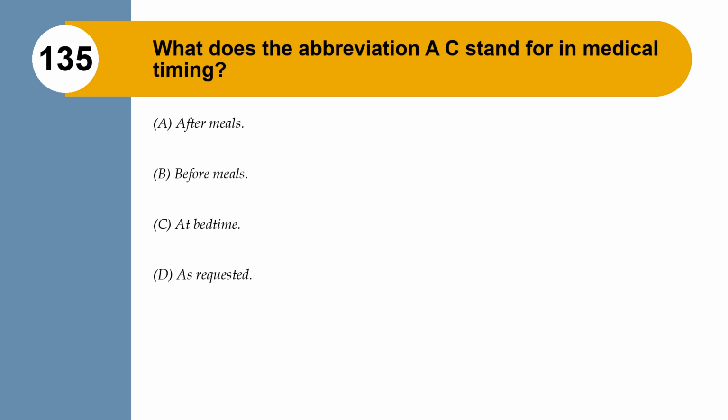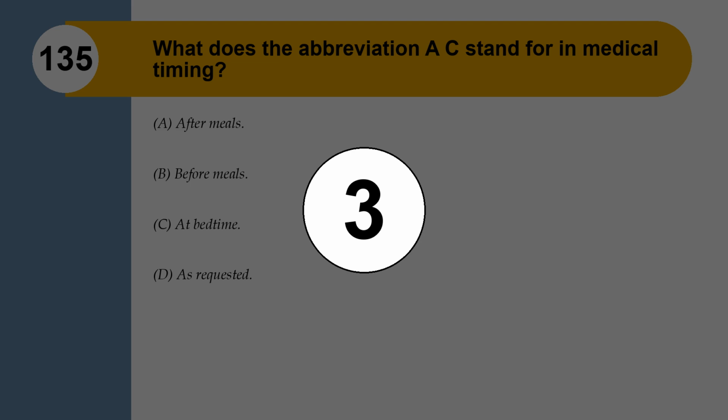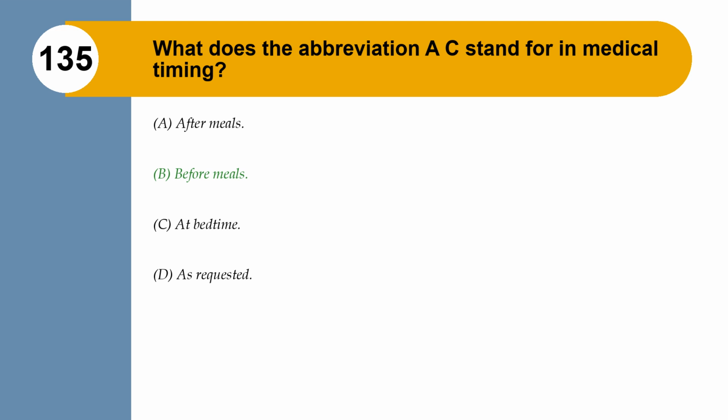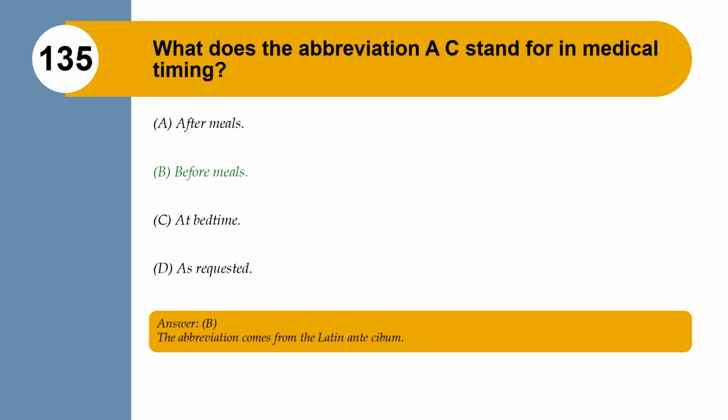Question 135. What does the abbreviation AC stand for in medical timing? Option A, after meals. Option B, before meals. Option C, at bedtime. Option D, as requested. The correct answer is option B, before meals. Explanation. The abbreviation comes from the Latin anticipum.